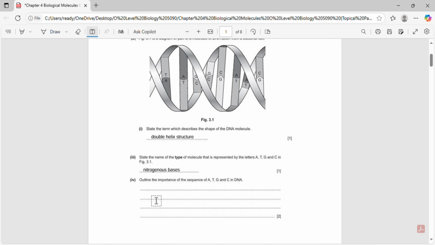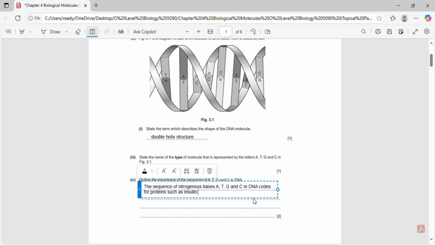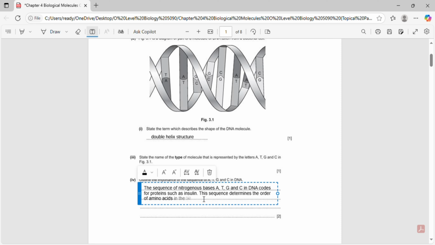In the final part, they ask us to outline the importance of the sequence of A, T, G, and C in DNA. So the answer would be, the sequence of nitrogenous bases, A, T, G, and C, codes for proteins, such as insulin. This sequence controls the order of amino acids in a protein, which then determines the protein's shape, structure, and function.